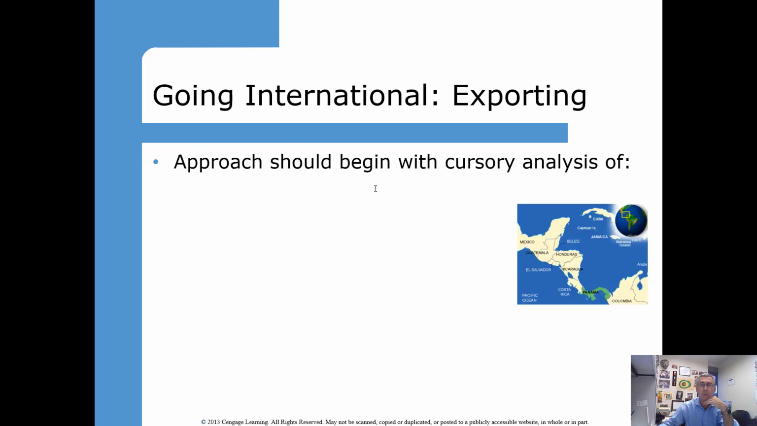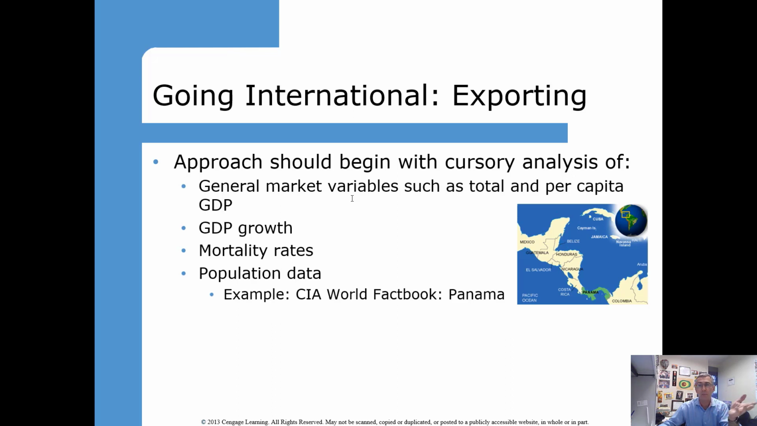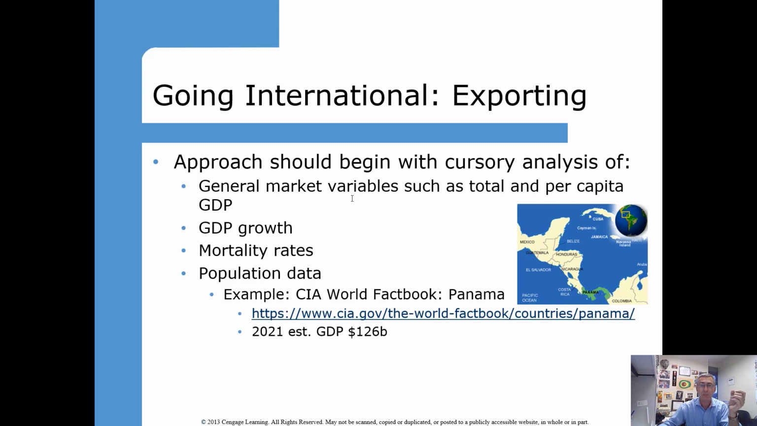Again, for exporting, the approach should begin with a cursory analysis of the general markets, such as per capita GDP and GDP growth. What are the mortality rates, mortality rates at birth, maternal birth mortality rates? What's the population? Here I give you an example of Panama, and Panama is really kind of hot right now. In 2021, the GDP is not that big, $126 billion. This is not a $1 trillion economy like Mexico, for example. So Panama, in relation to Mexico, is a very, very small economy.